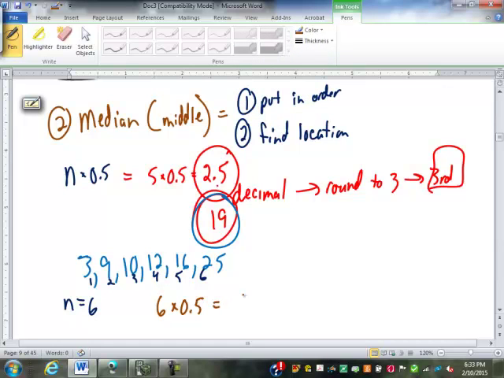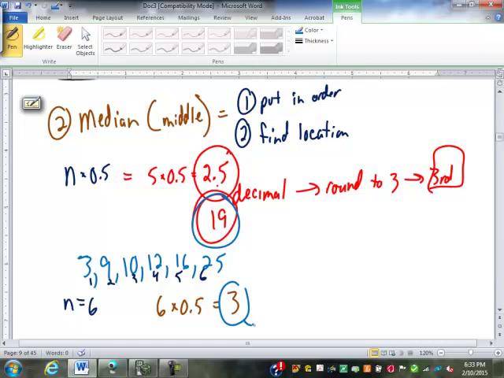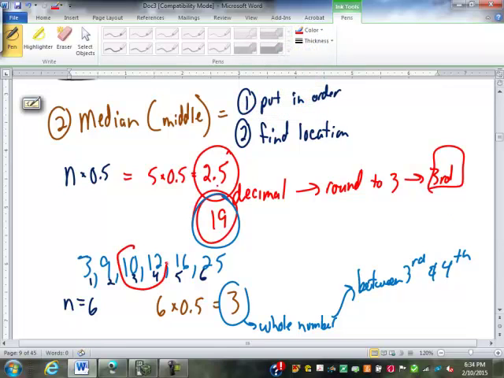6 times 0.5 is 3. If this is an integer or a whole number, no fraction or decimal, what that means is it is between that number, the third, and the next one, in this case the fourth. So 10 is the third, 12 is the fourth. The median is between 10 and 12. So we add those two together and divide by 2. The median of that group would be 11.